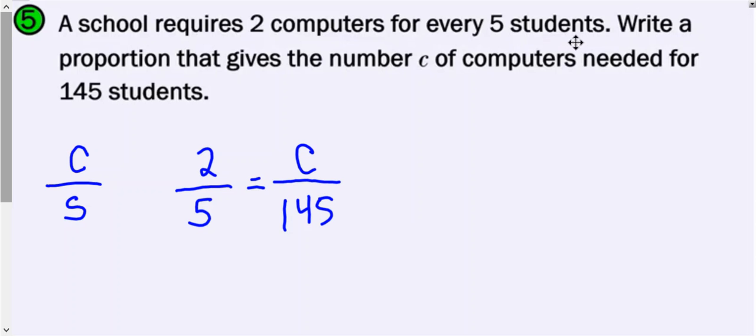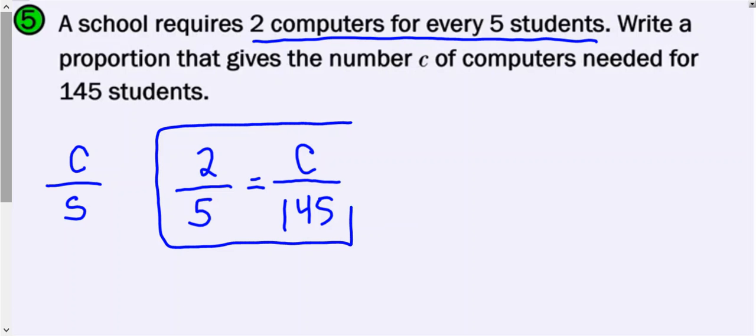So here is our starting fraction, 2 computers for every 5 students, and then we created this ratio for the number of computers that we would need for 145 students. So this would be our final proportion.